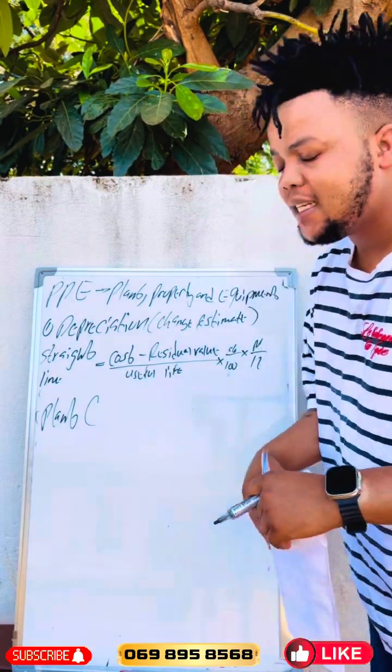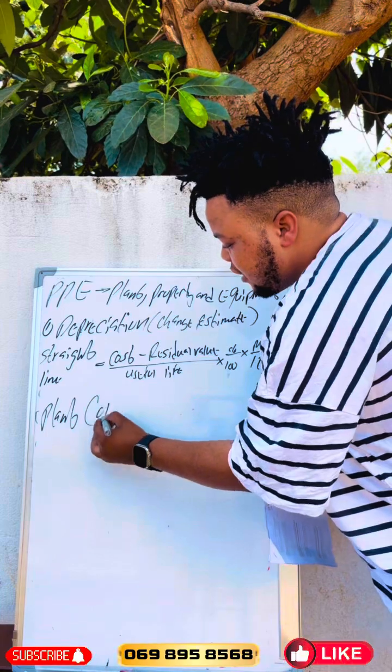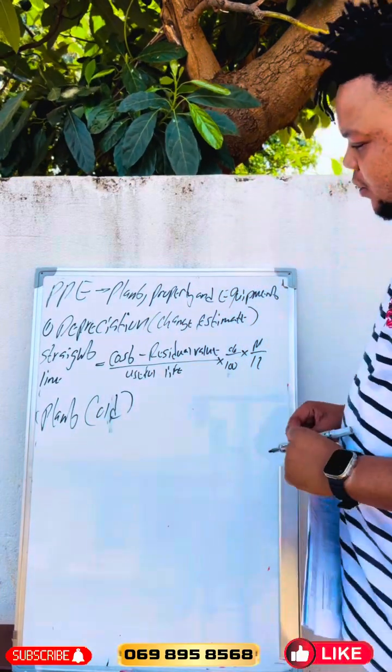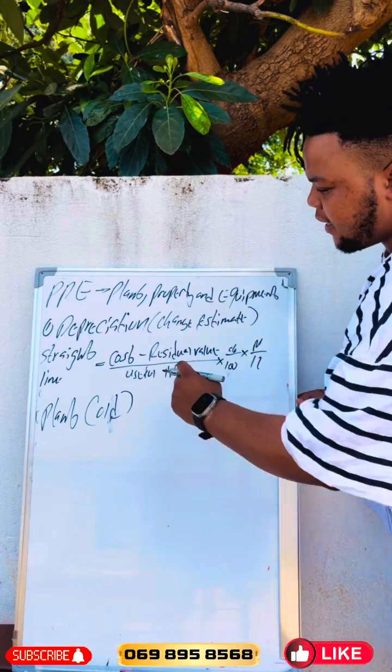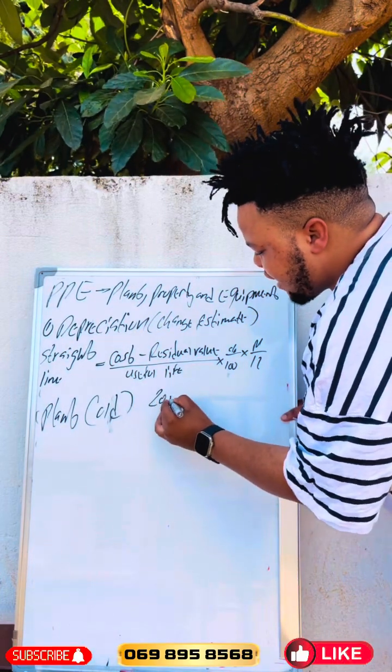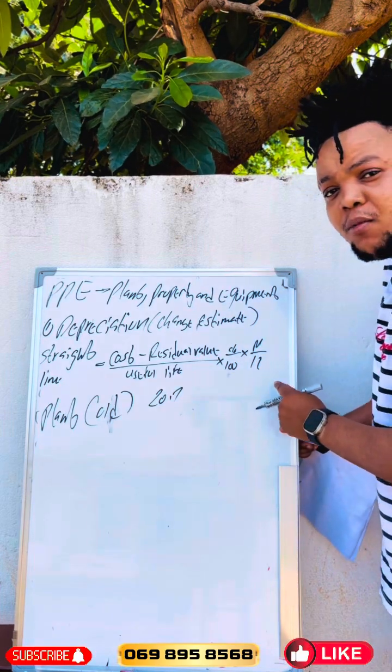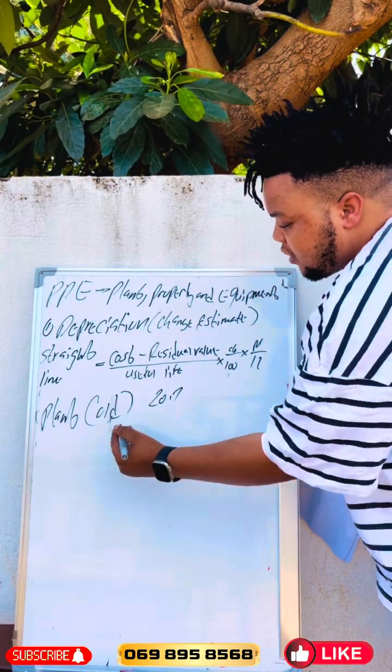So this plant is old because this information was available at the beginning. I'm sure you are following that. And then they said we are calculating for the current year, which is 2017. Then this is the formula for straight line to calculate the depreciation.